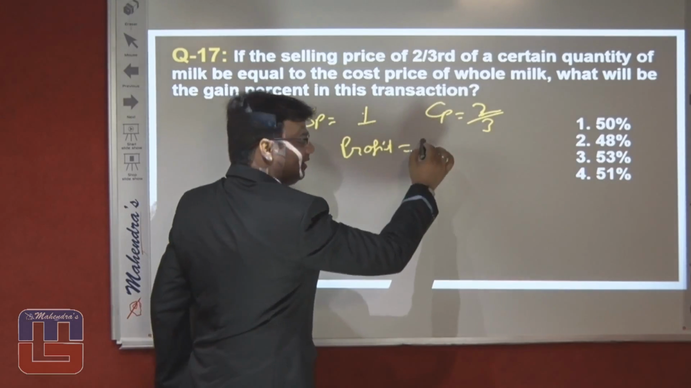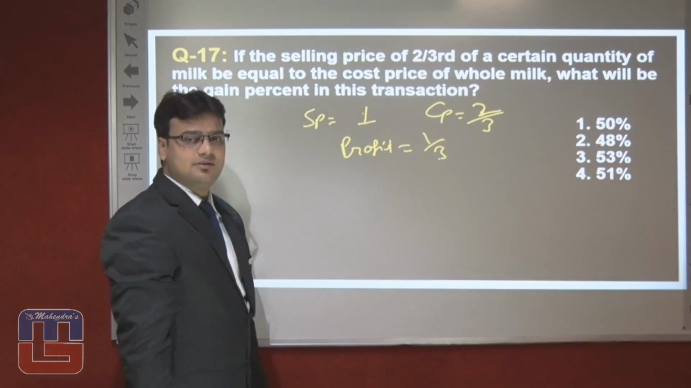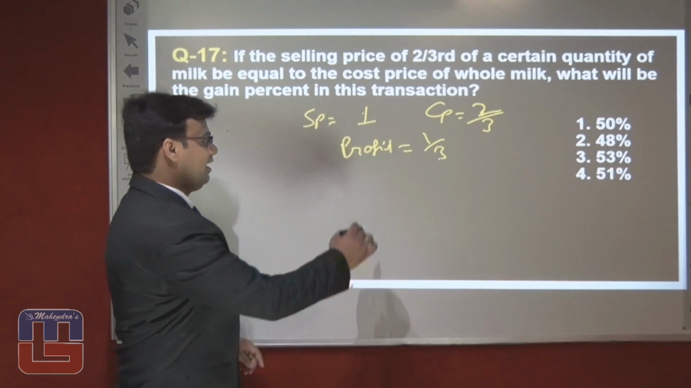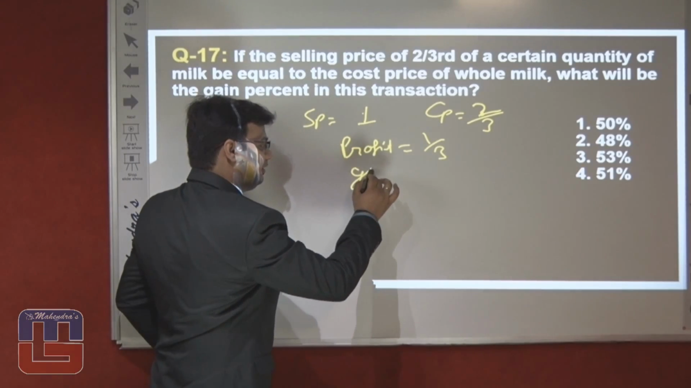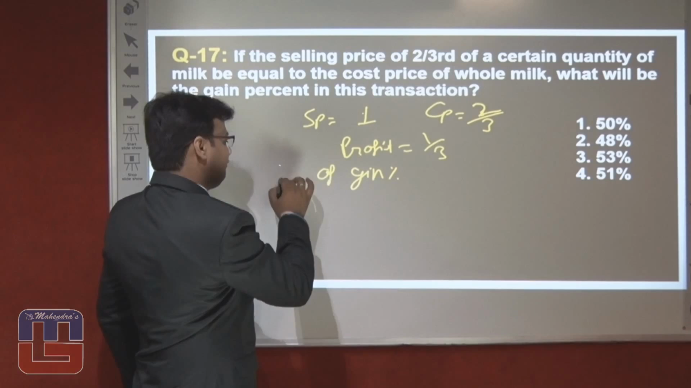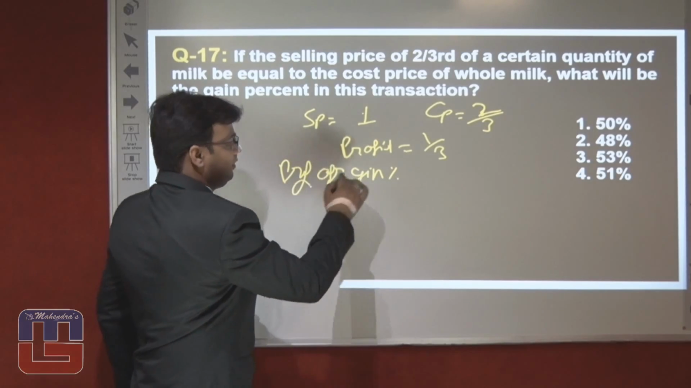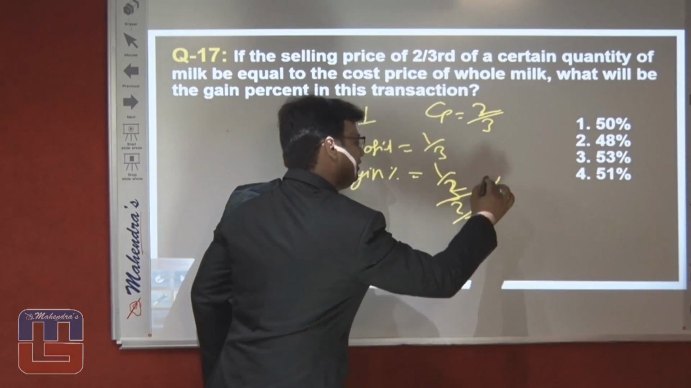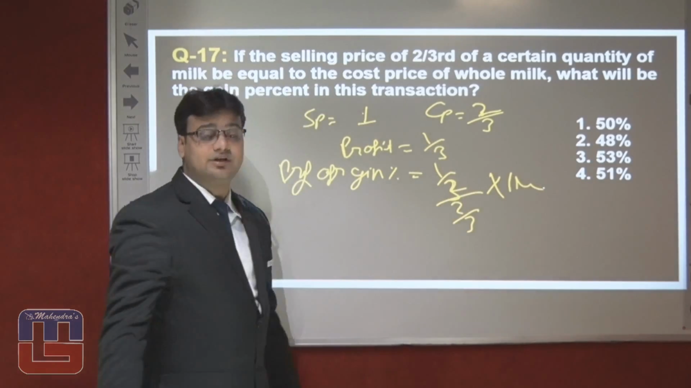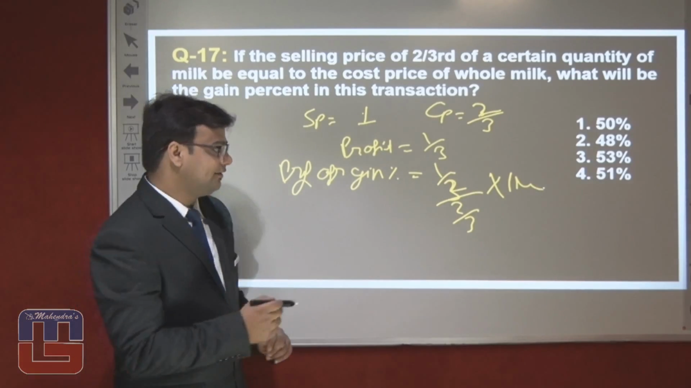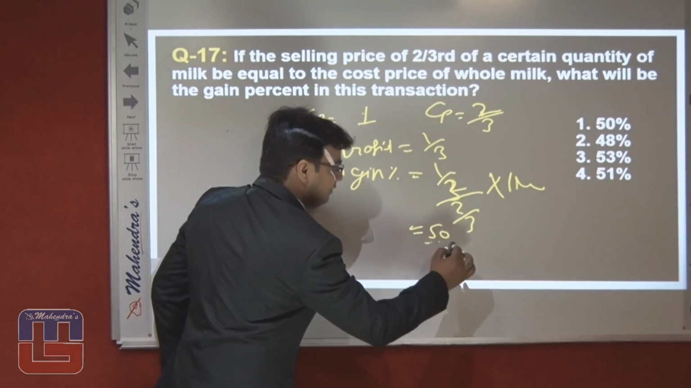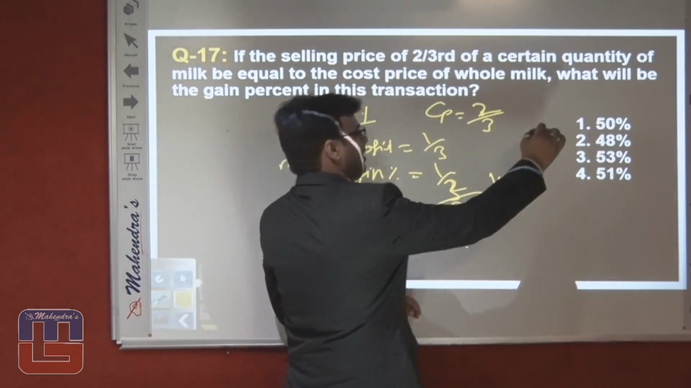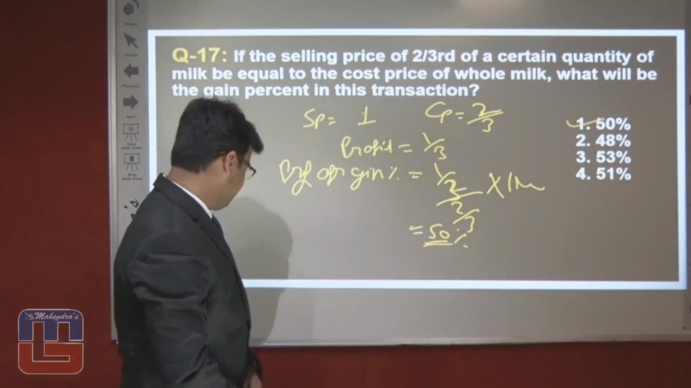Subtract, it's 1 minus 2 by 3, clearly 1 by 3. But that is not required in parts. We require it in the form of a percentage. Then gain percent or profit percent is equal to 1 by 3 divided by 2 by 3 into 100. If the 3s cancel out, then what will we get? 1 by 2 into 100, clearly 50%. We check in which option 50% is. It's in the first option, so our correct answer is first.